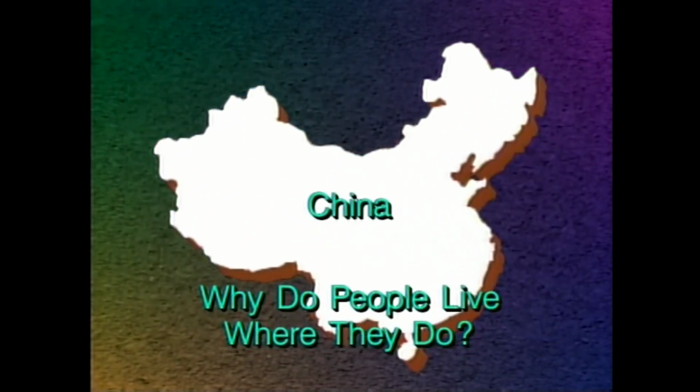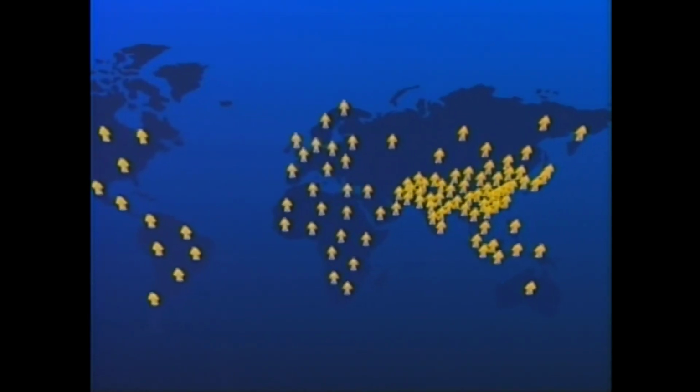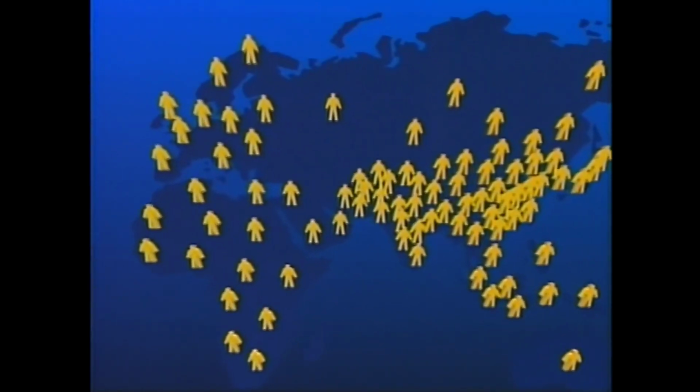This program will consider the reasons why population is distributed the way it is by examining the question, why do people live where they do? We will first focus on China, a country in East Asia. About 25 out of every 100 people in the world live in East Asia. China, the largest country in the region, has a population of over 1 billion people.